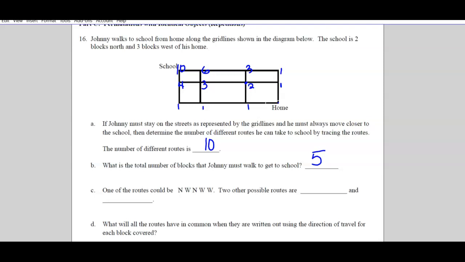Notice how if we were to write out the routes, from home to school, he's either going north or west. So this route is north 1 block, west 1 block, north, and 2 west. Okay, that's that particular one. Write out 2 other possible routes. So maybe, make it easy. 3 wests and 2 norths. Okay. How about the other? 2 norths and 3 wests.